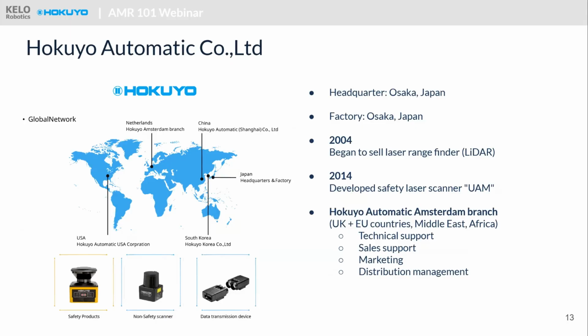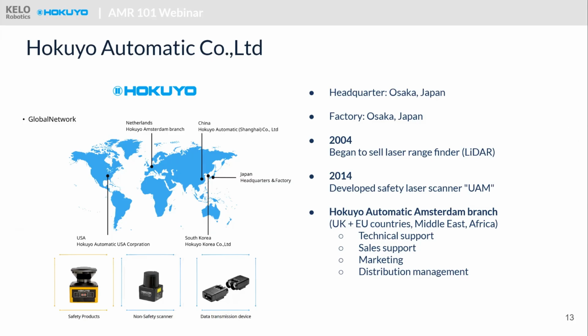Yes, thank you, Armin. I would like to start our presentation with a brief introduction to the company Hokuyo. Hokuyo Automatic is a Japanese company that was established over 70 years ago, specifically in April 1946. It is a family-owned business with approximately 250 employees.